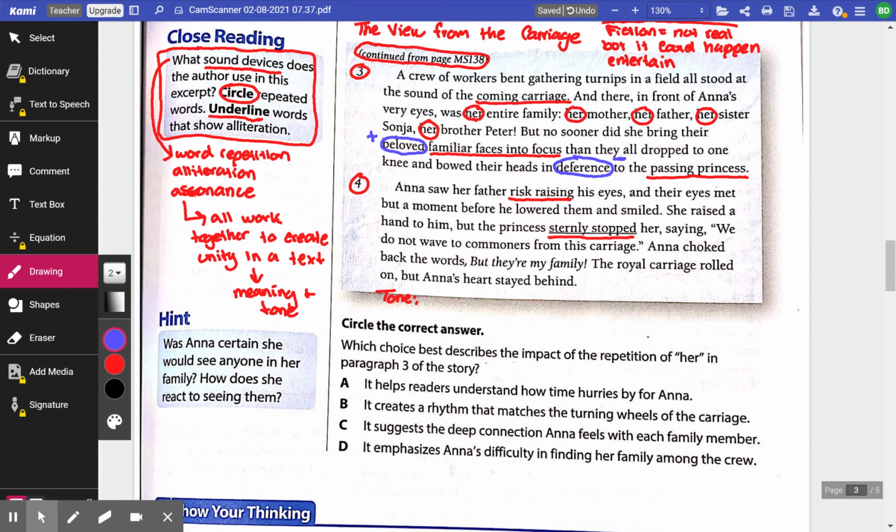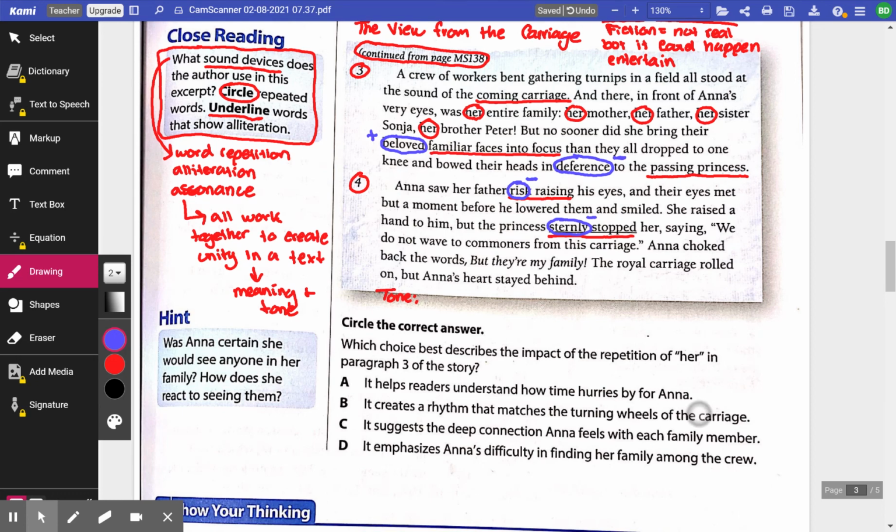And then it talks about how Anna's father is having to risk raising his eyes to meet her gaze. If you're having to make a risk, that's not really a positive feeling, right? If you're having to take a risk, there could be consequences. Let's see. And we have this phrase here, sternly. So the princess is sternly stopping her. So that's a negative feeling. If the princess has to be stern, it's like she's chiding her, getting on to her by saying we don't wave at commoners. And she uses that word commoners, right? To refer to the people working out in the field. So if she's calling them commoners, that's not very positive, right?